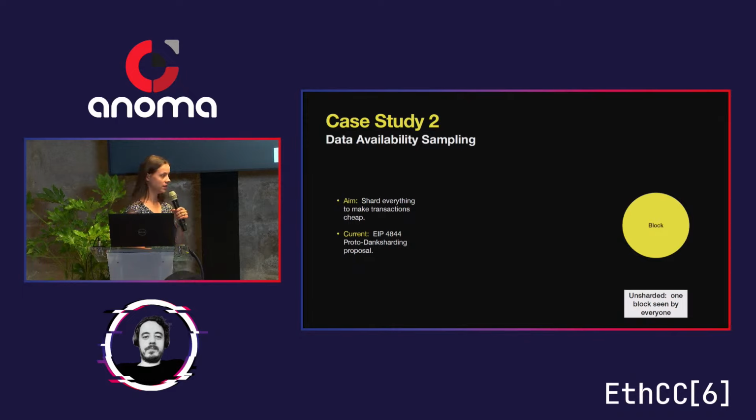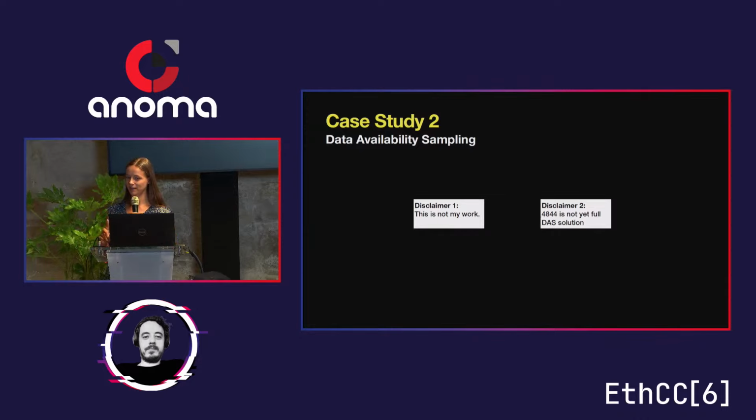The basic idea of data availability is we want to shard everything to make transactions very cheap. The current state of this is the EIP-4844 proto-danksharding proposal, but currently, before the upgrade goes in, things are unsharded and one block is seen by everyone. Can I just quickly, before I delve deep into this section, give a couple of disclaimers. The first being that this is not my own work, so please forgive me if anything is inaccurate. And the second is that 4844 is not yet a full DAS solution. So some of the stuff is what we're aiming towards rather than what will be included in 4844.